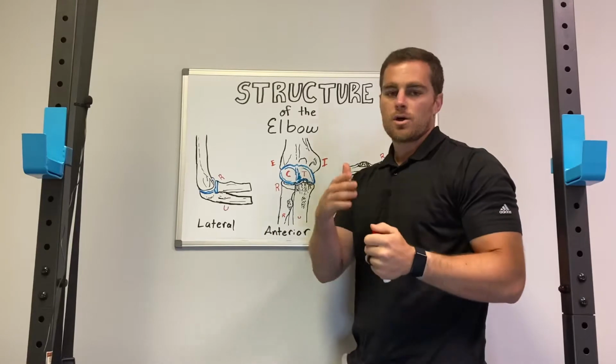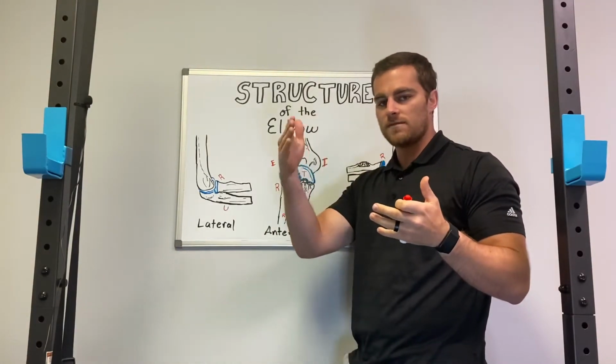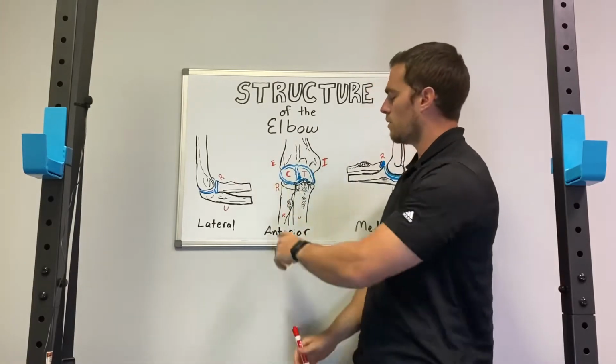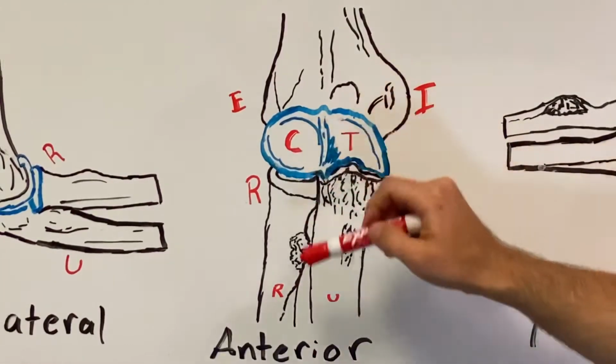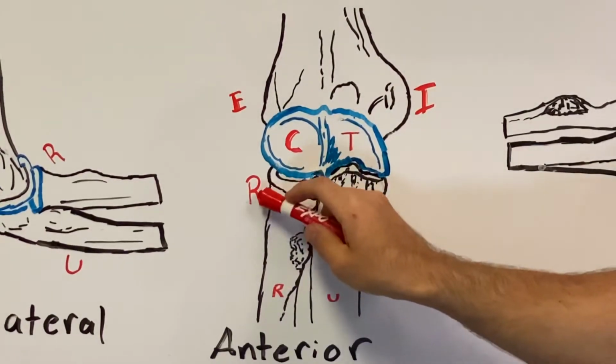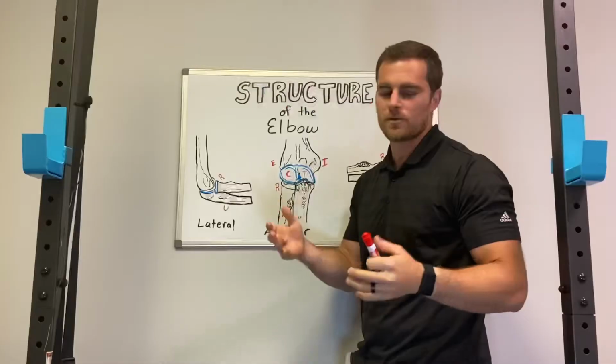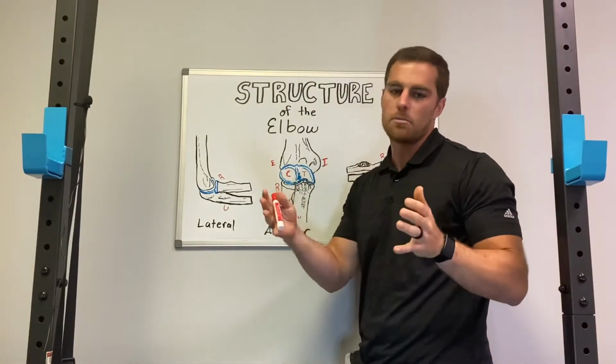Now CRITOE coincides with the ages 1, 3, 5, 7, 9, 11. So capitulum would be developing and ossifying at around age 1, whereas the radial head right here that the capitulum sits onto and articulates with would develop around the age of 3. And again, these are general landmarks.